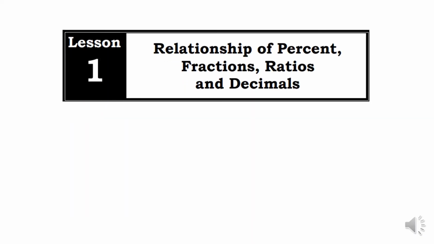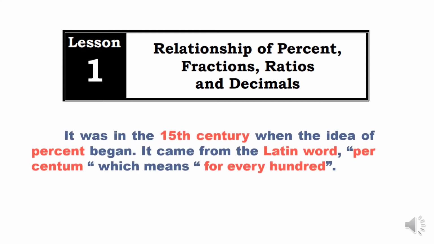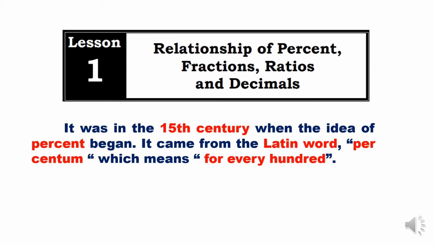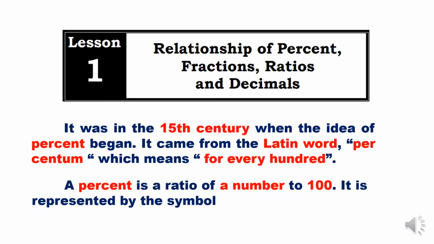This is lesson 1, relationship of percent, fractions, ratios, and decimals. It was in the 15th century when the idea of percent began. It came from the Latin word percentum, which means for every 100. A percent is a ratio of a number to 100. It is represented by the percent sign.